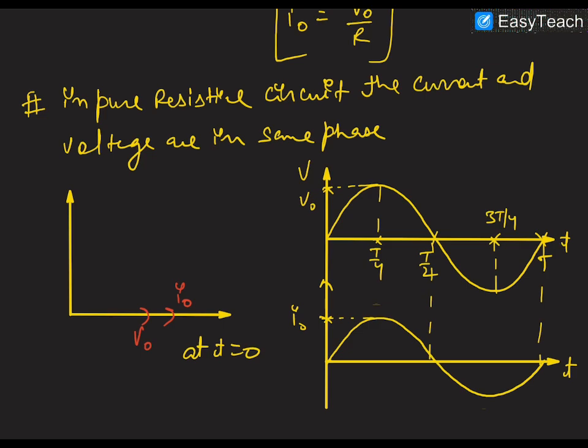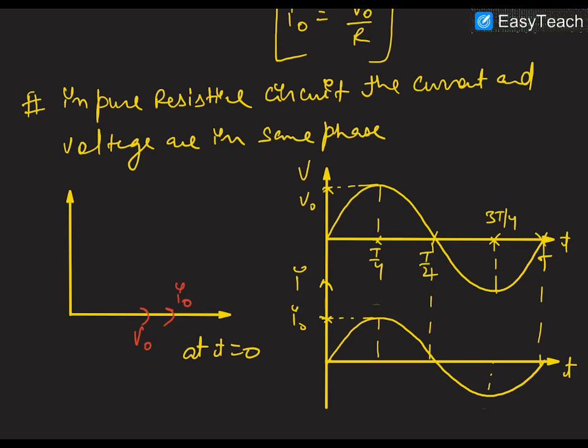In fact, this is the current. And these two graphs are exactly the same except these coordinate values, which shows that in a pure resistive circuit, voltage and current are in same phase.